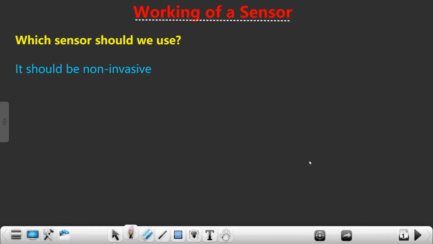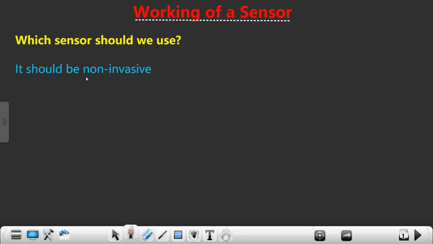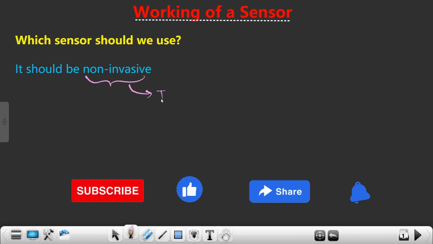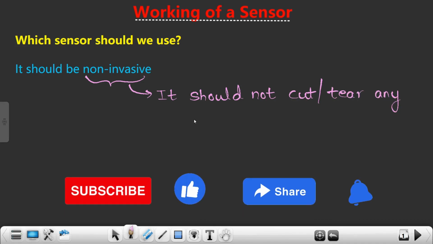It's my request to you all guys that you please pause this video over here and try to think in your mind. But let me also give you one hint: the sensor that you are going to use should be non-invasive. Non-invasive means that we should not cut or tear any part of skin, or any part of the body as well, right?